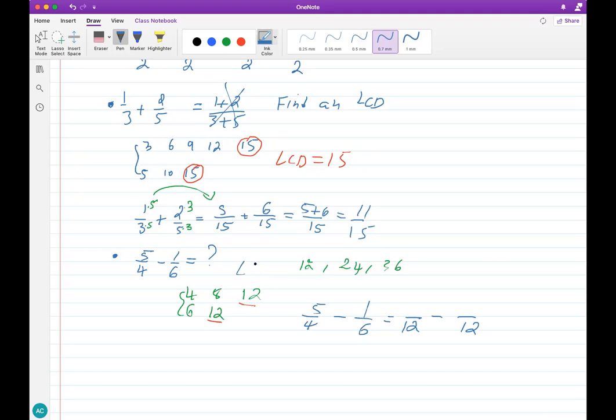So here, the LCD is 12. And multiply accordingly. People sometimes forget to times this. They just turn this into 12 and they forget. 15 over 12, 2 over 12. That's right. So 4 goes into 12 three times.